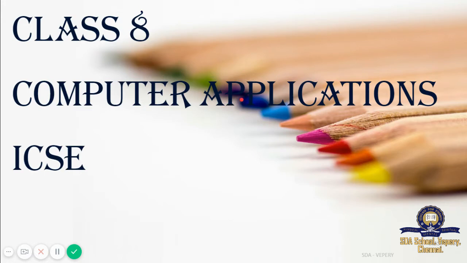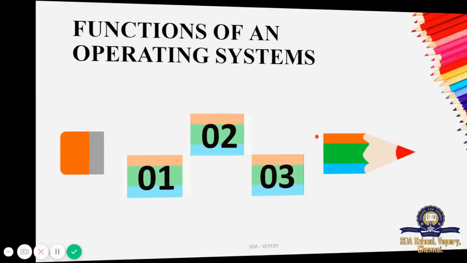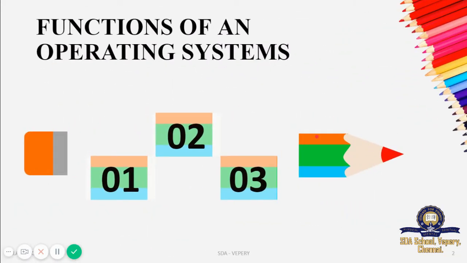So last class we saw operating system memory management. Today we are going to see the operating systems lesson part 4. In this class, we are going to see another function of an operating system. We call it resource management.